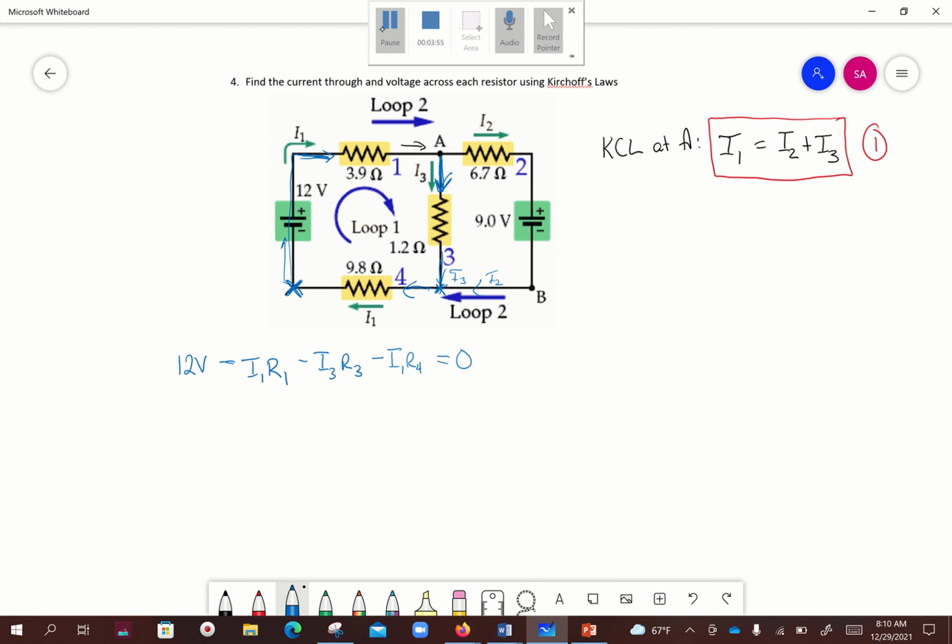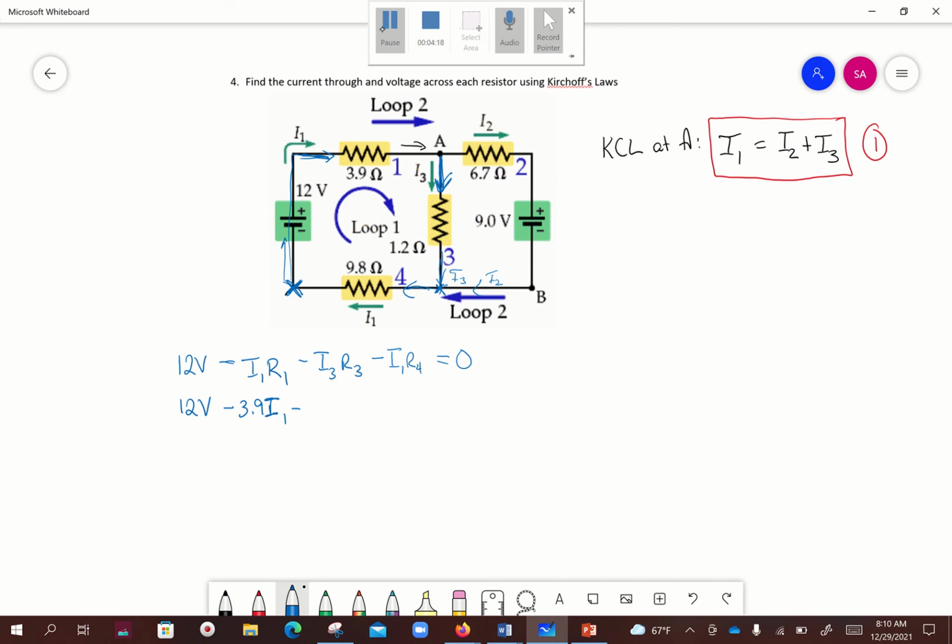So I can go ahead and put in all the numbers that I have. I know the resistances. I don't know the currents. So I've got minus I1, I don't know. R1 is 3.9. So let me just write that as minus 3.9 times I1.